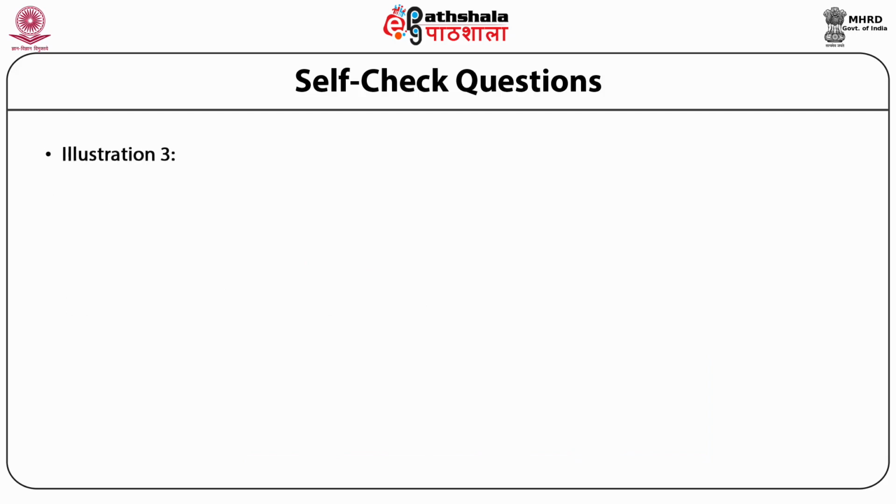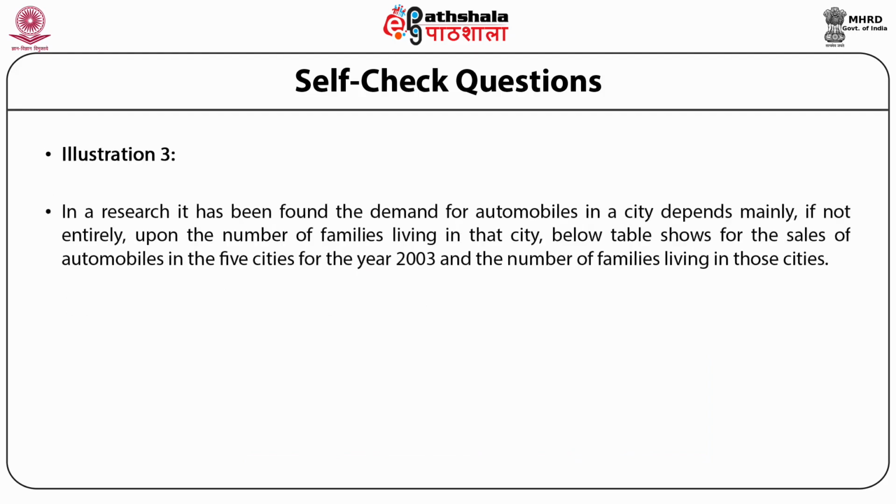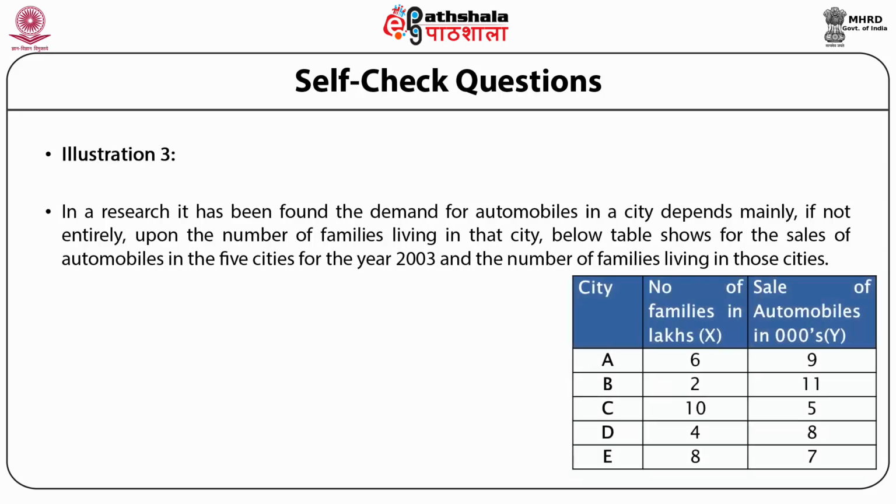The third example reads: in a research, it has been found that demand for automobiles in a city depends mainly, if not entirely, upon the number of families living in that city. The table shows the sales of automobiles in 5 cities for the year 2003 and the number of families living in those cities. The first column lists the various cities A, B, C, D, E. The number of families living in those cities is also mentioned; these figures are in lakhs. Then the sales of automobiles taking place in those cities with respect to those families are given in thousands.